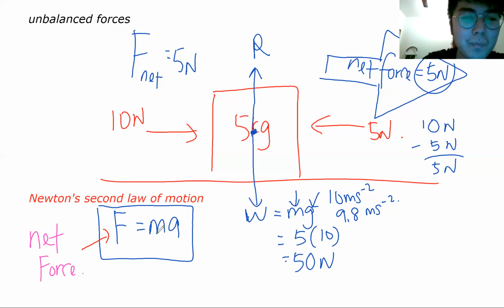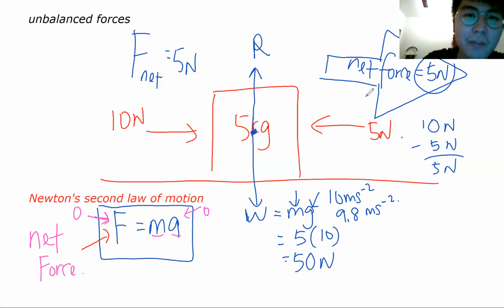M is mass, and A is the acceleration. So when there's no net force, then there's no acceleration. If this F is 0, no net force, meaning that forces are balanced, then your A is 0. If this force is not 0, then the object is accelerating, which is why in this case, if I want to calculate the acceleration of the object, I use this formula.